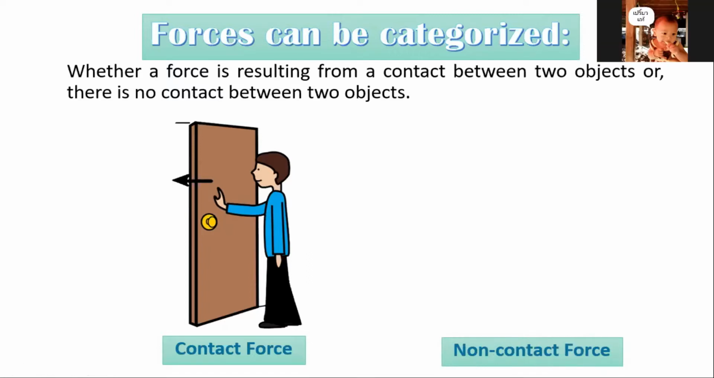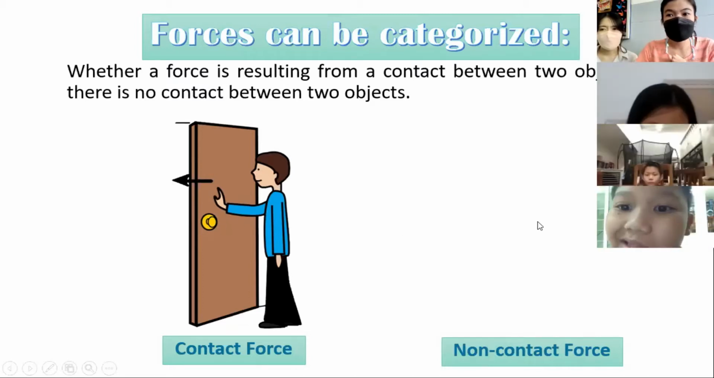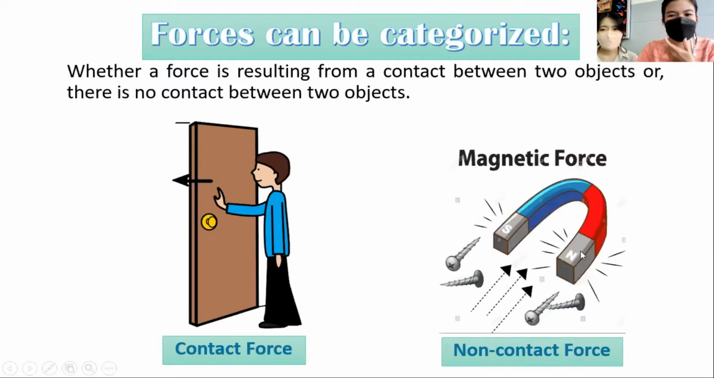Yes, and the next example is no contact force. No touch, no contact between two objects. We have magnetic force. No need to touch the other object, so it will come near. They just come automatically. No touch. So that is non-contact force.